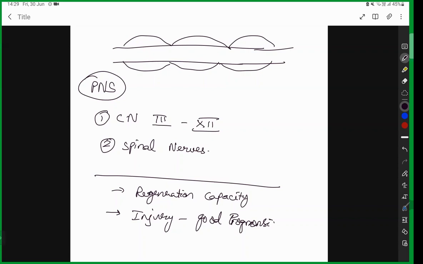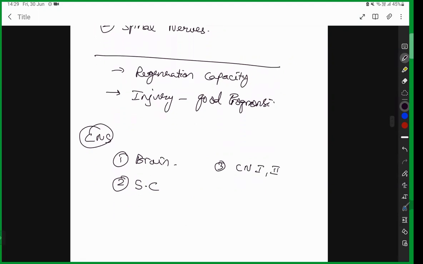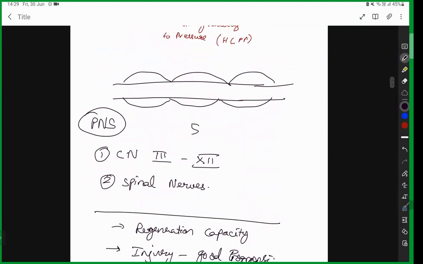You cannot expect recovery in which condition? You cannot expect recovery in case of a central nervous system injury. Okay, clear? Now moving on towards the central nervous system. Your CNS includes number 1, brain. Number 2, all your spinal cord, the entire spinal cord. Number 3, cranial nerves 1 and 2. Okay, all these things are covered by Schwann cells.